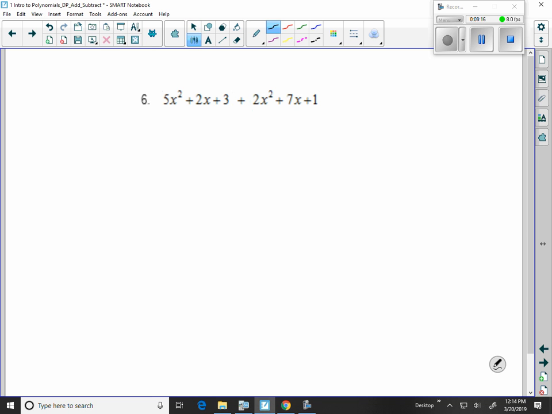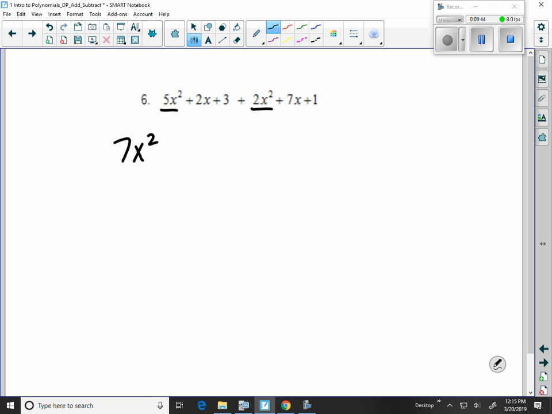But if you have 2 parentheses and you're only adding those, subtraction's different. If you're adding them, you technically don't need those parentheses. So let me ask you, do we have like terms? Yes, we do. We have x squared. How many total x squareds am I going to have? 7x squared. 5 and 2, I'd have 7.